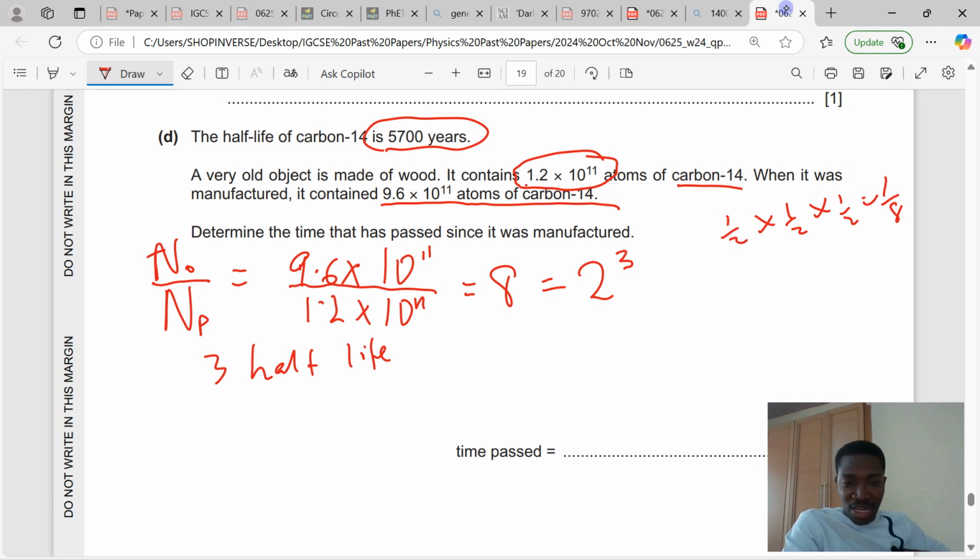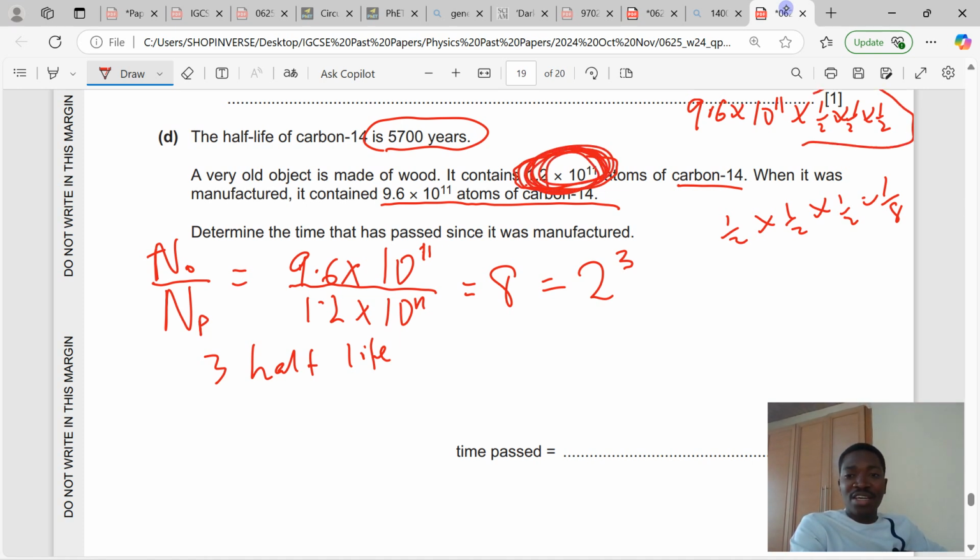Yes, you can try it out. Start with the number of atoms that are originally present and start multiplying by half, and multiply by half again. By the time you multiply by half the third time, you will get the number of atoms that are presently present. That simply tells you that it has gone through 3 half-life cycles.